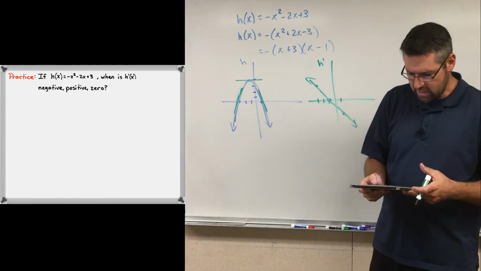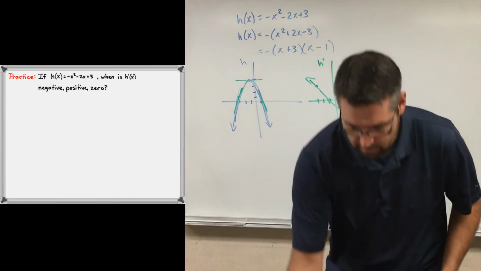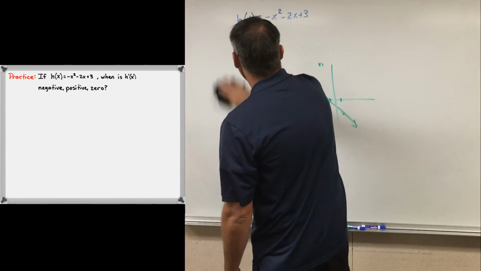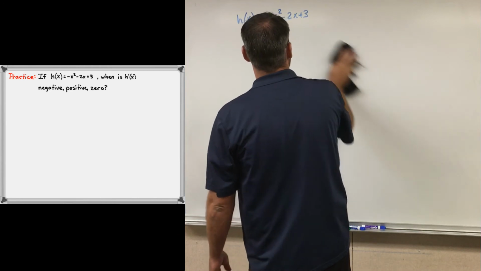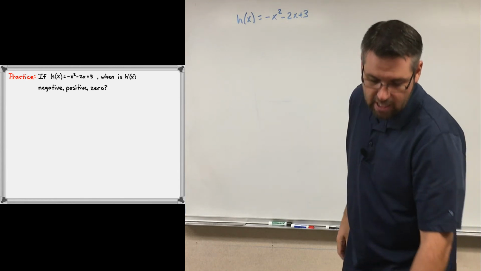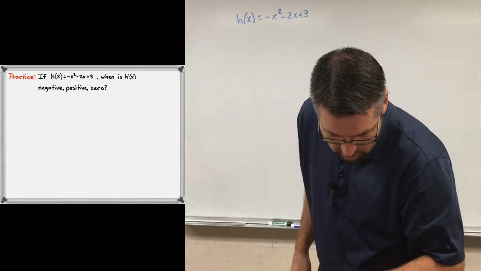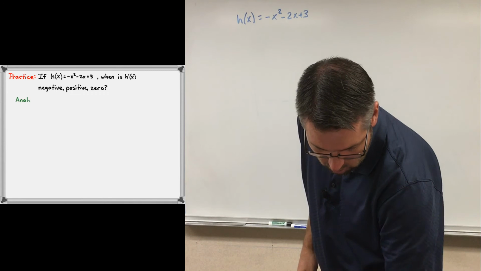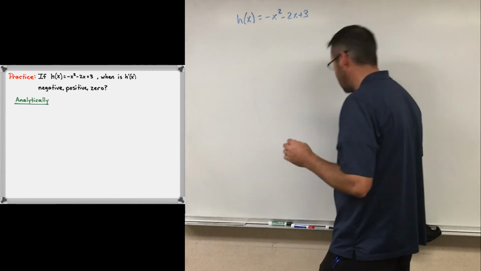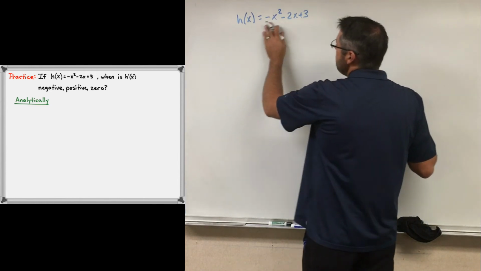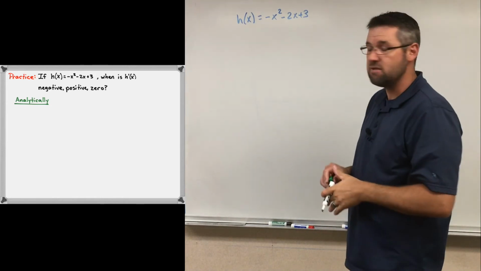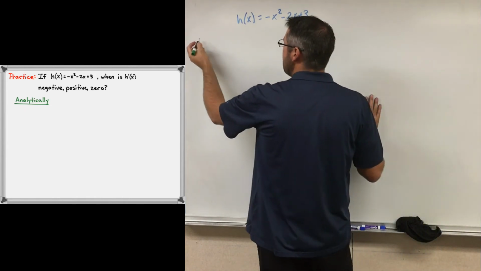Let's go ahead and take a look at this analytically using the definition of derivative. So we have h of x equals -x squared minus 2x plus 3. And it's asking, in this case, when is h prime negative, positive, and 0? Well, we just kind of did the graphical approach to that, but let's do it analytically now. How could I show when the derivative is positive, negative, and 0? Well, the first thing we have to do is find the derivative.